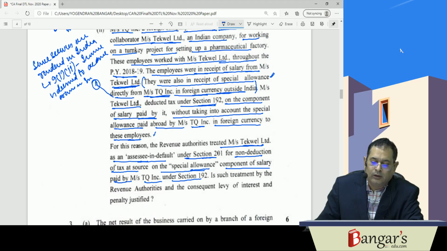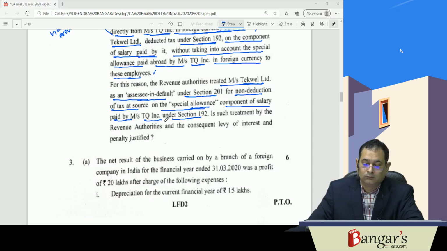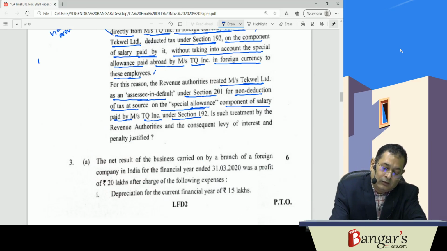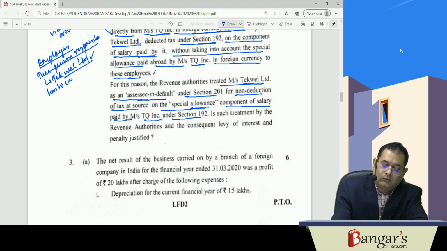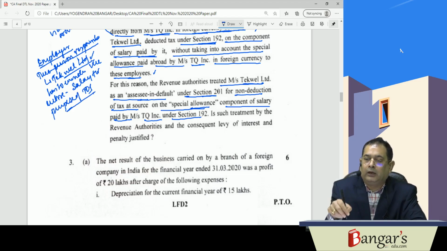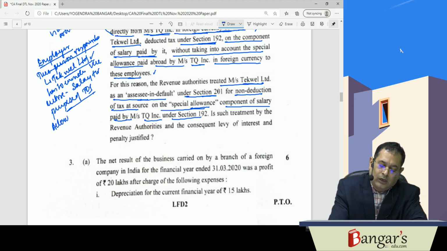This is their question. It has already been asked earlier in an examination, and it is there in our compiler also. Now here basically the employer is the person who is responsible for making the payment. The person responsible for making payment of salaries is basically Techwell Limited here. This Techwell Limited has to consider the entire salary for purpose of TDS. So not only the salary which they are paying, but also the allowances. Allowances are required to be considered.